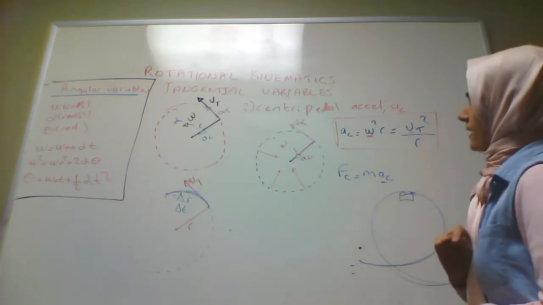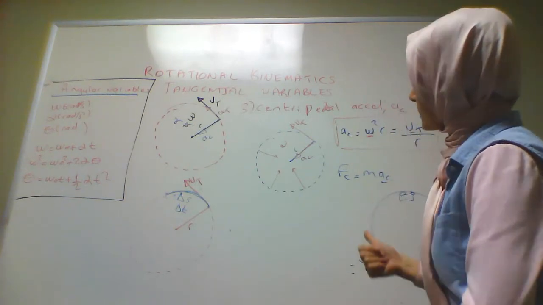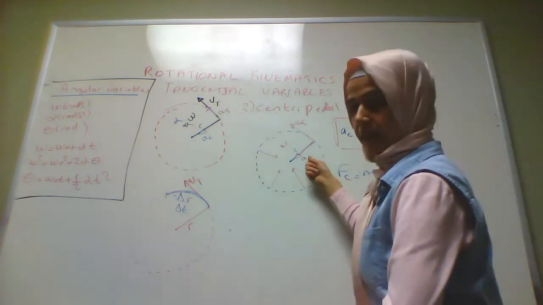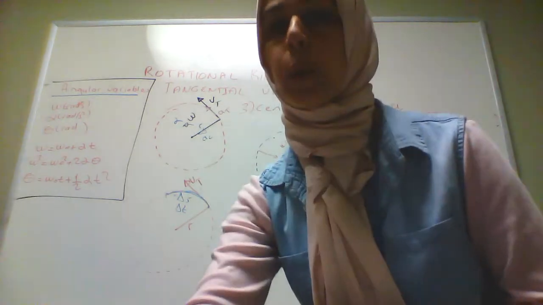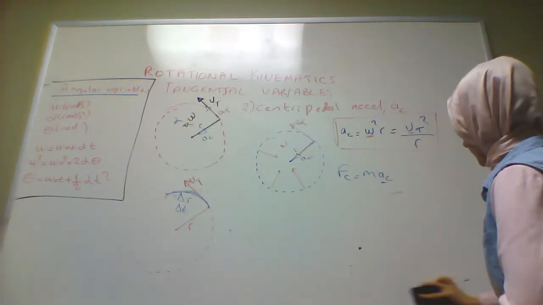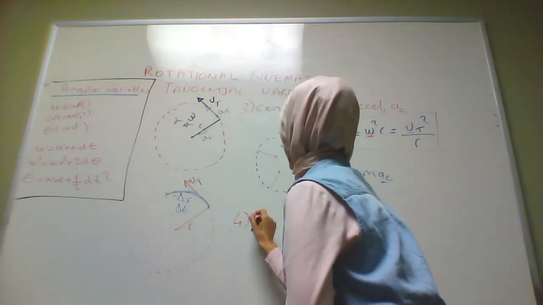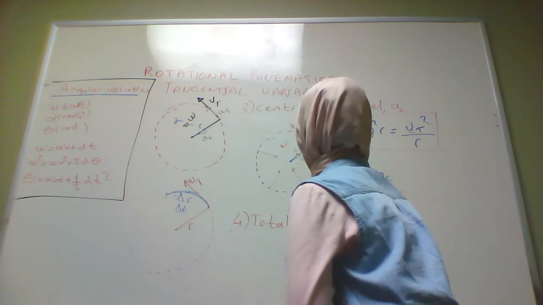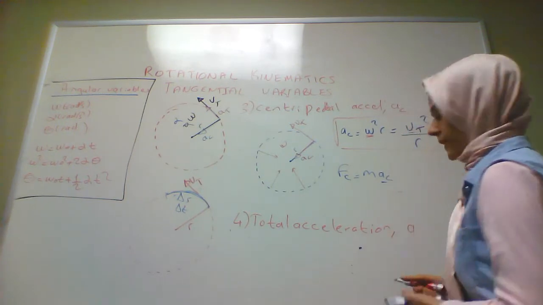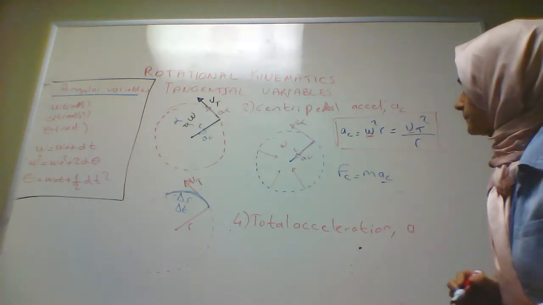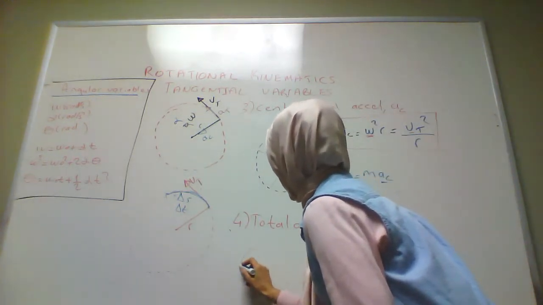One last thing now. Acceleration is a vector, and we have two types of linear acceleration here. We have centripetal acceleration and we have tangential acceleration. So we will have to find the total linear acceleration of this motion. I'll just call it total acceleration, and let's name it A. We had AC, we had AT, so let's call it A. Let me draw another circle here.